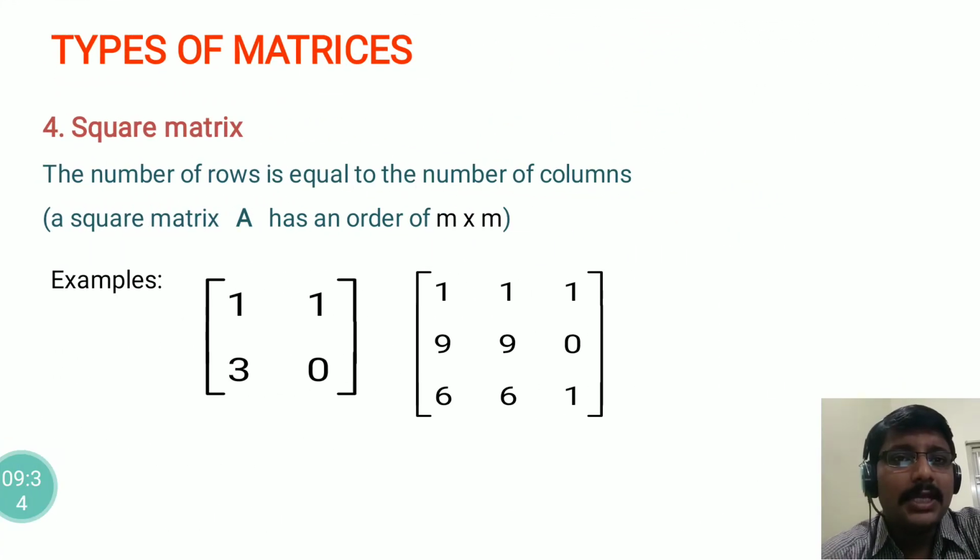Square matrix. A matrix in which the number of rows is always equal to the number of columns is called a square matrix. A square matrix A has order m by m. So these are the examples for square matrices. First one is a 2 by 2, second order matrix. Next one is a 3 by 3, third order square matrix. If the number of rows and the number of columns are equal, then such matrices are known as square matrices.